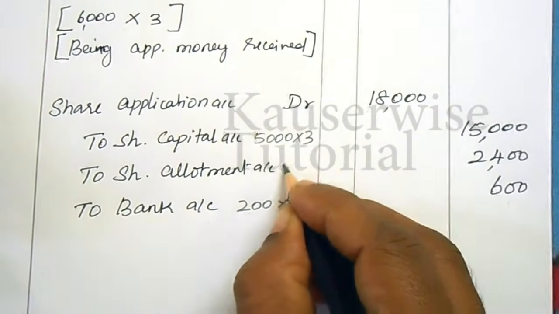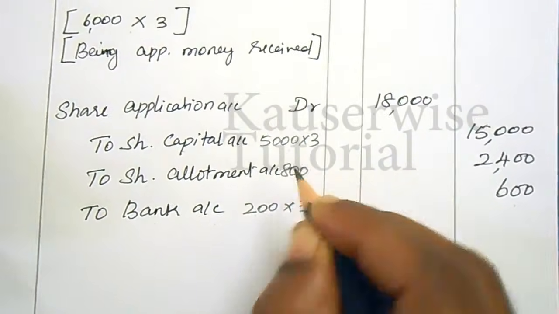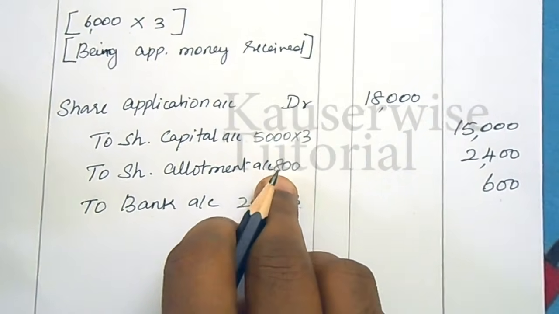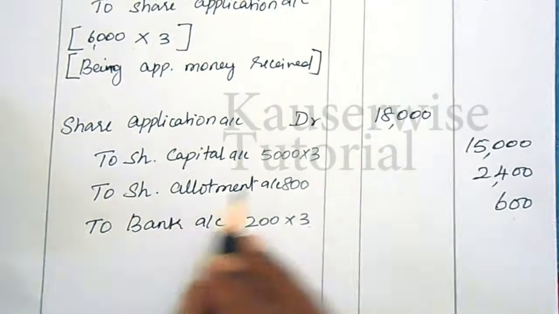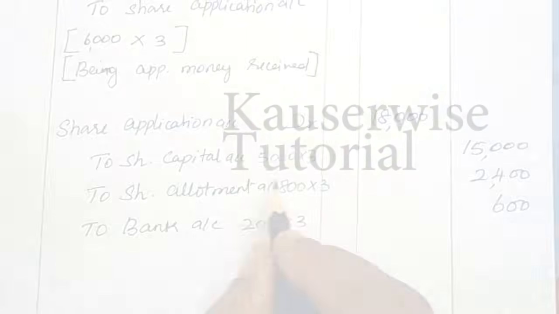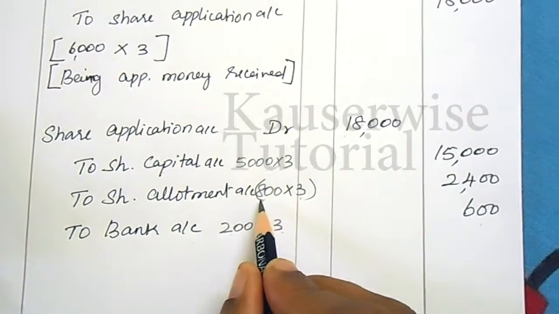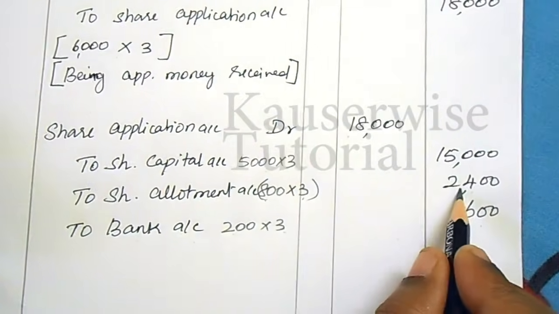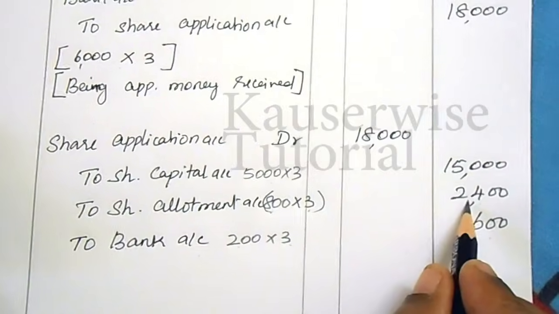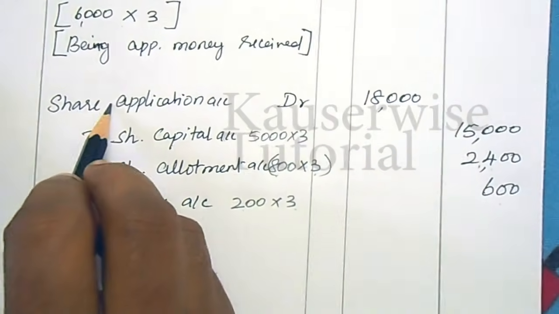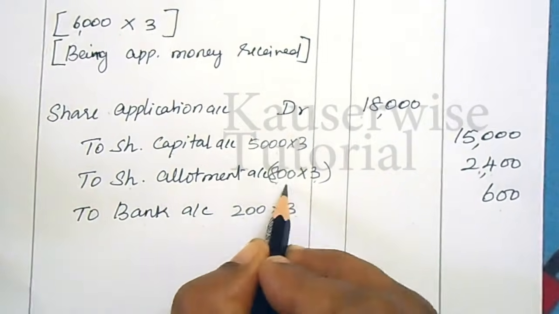The remaining 800 shares we need to reject, but the company didn't reject them. The excess application will be retained towards allotment. So this amount will be maintained towards allotment money. How many shares? 800 shares. 800 into 3 rupees, 2,400. This amount is maintained or adjusted towards share allotment. Entry for the transaction is share application account debit to share allotment.